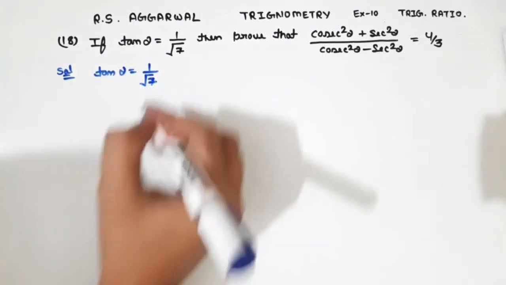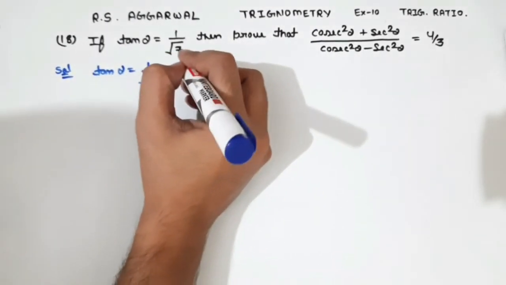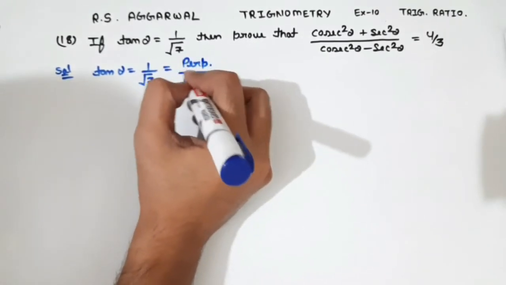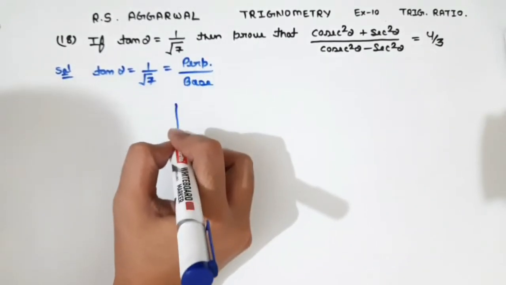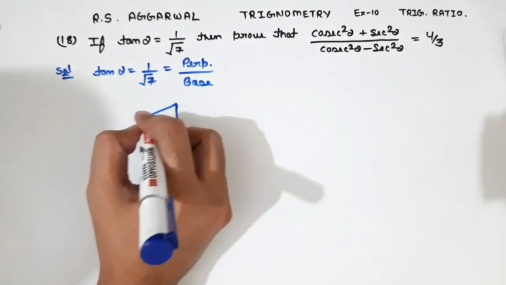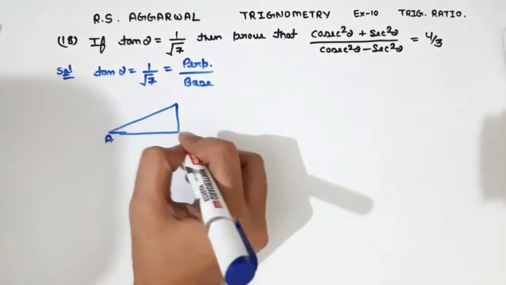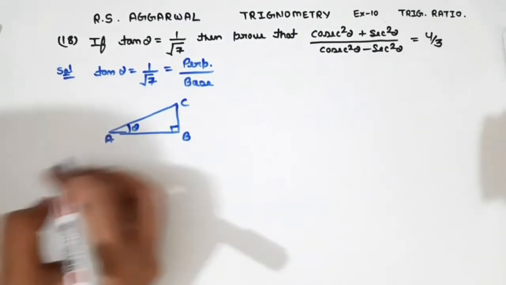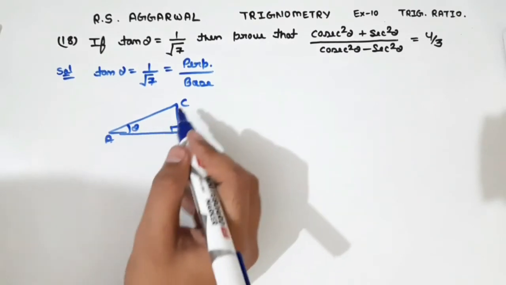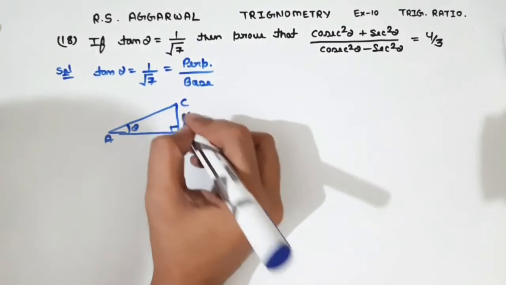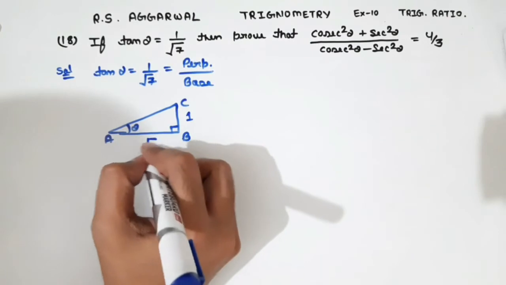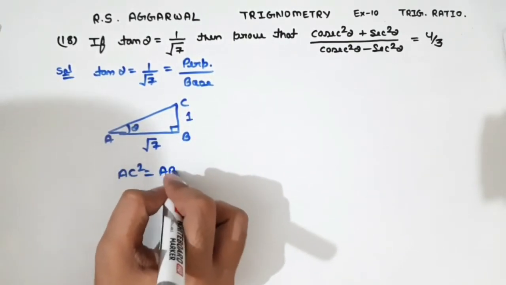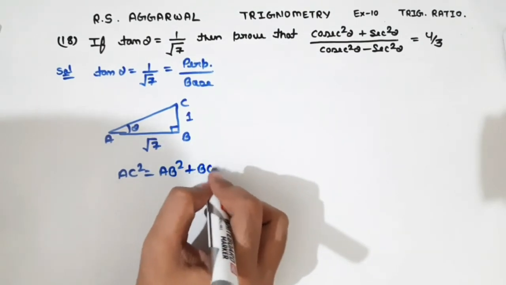So from here we know tan theta equals perpendicular upon base. So first of all we will form a right angle triangle. This is a right angle triangle ABC whose angle B is 90 degree and angle A is theta. So with respect to theta the BC will be perpendicular, that is 1, and AB will be base, that is √7. So from here AC square will be equals to AB square plus BC square.